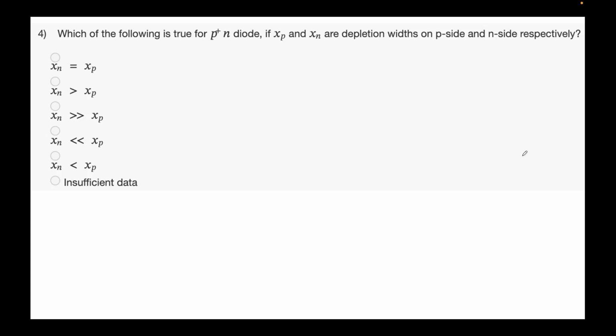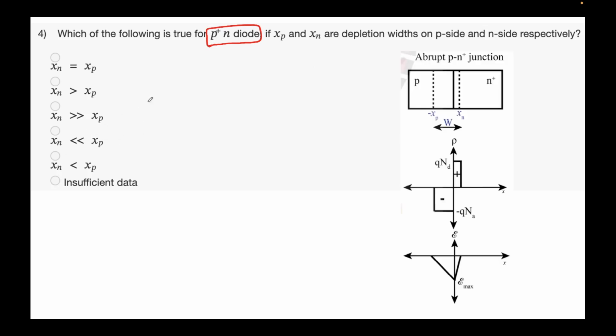All right, let's go ahead then. So this problem says, which one of the following is true for a P plus N diode? Remember, it's not PN, it's P plus N, where plus denotes that P is highly doped as compared to N. And Xp and Xn are the depletion widths. So we have to find a relation between the depletion widths Xn and Xp. So this is an abrupt PN plus junction. Remember, this is the PN plus, not P plus N, so there's a slight difference. Okay, let me analyze for PN plus, and then we'll flip the result.